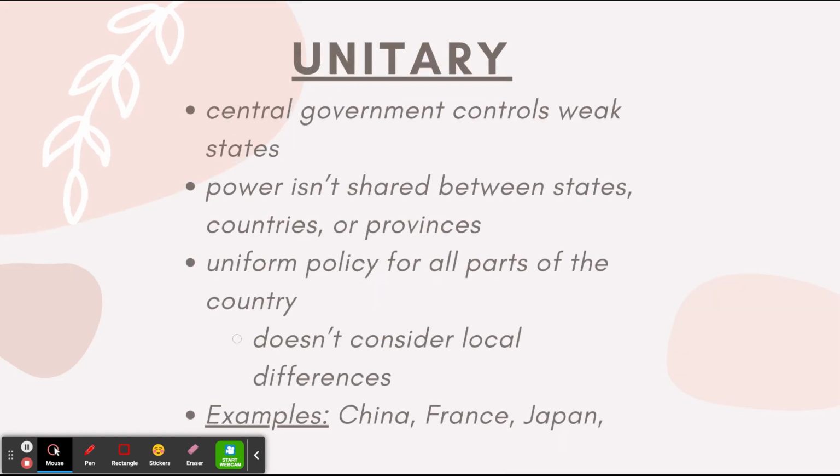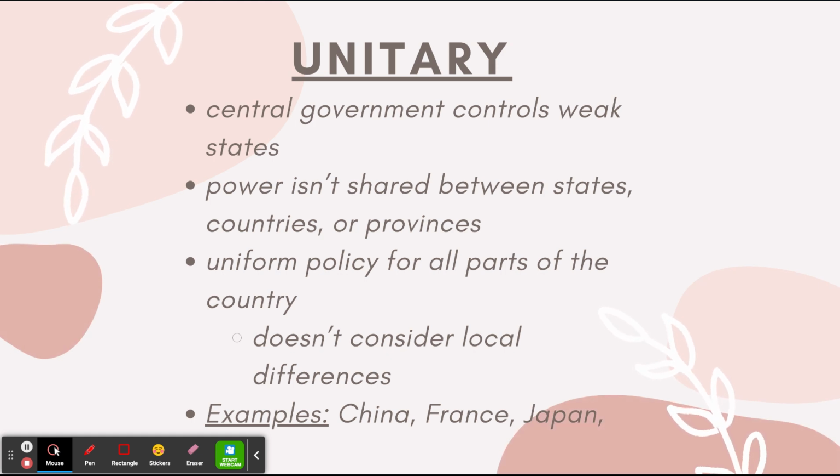The next system is a unitary government. By definition, a unitary government is when a central government controls weak states. The power is not shared between states and countries or provinces. Instead, there is a very strong central government, and that central government creates uniform policies for all parts of the country. So no matter what part of the country you live in, or what state or province you live in, you're going to have to follow the laws of the federal government. Typically speaking, in a unitary government, if there are any state or local governments, they have very limited powers.